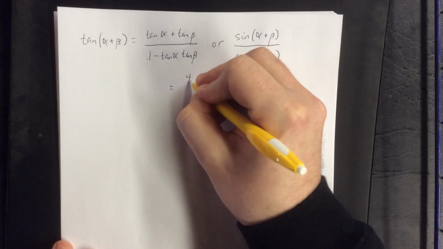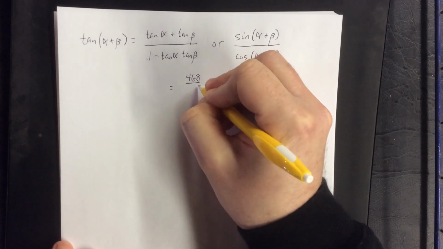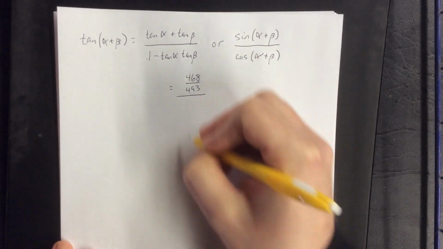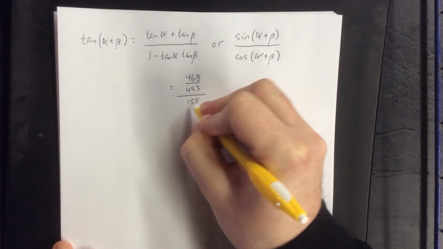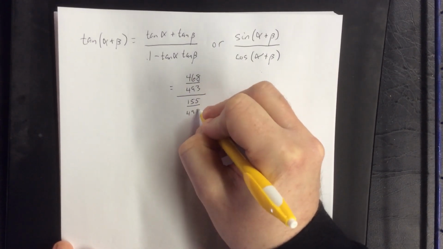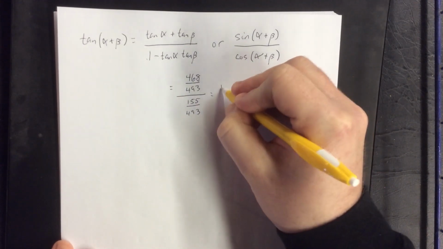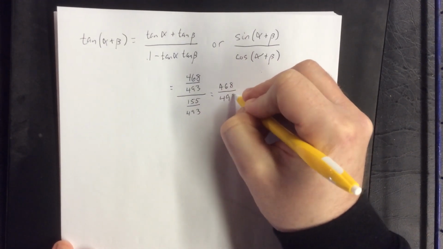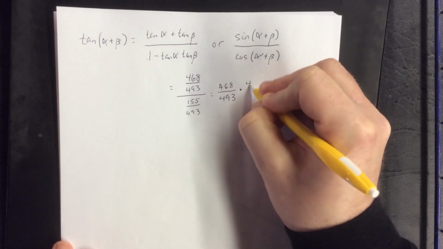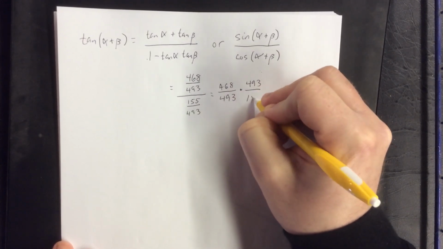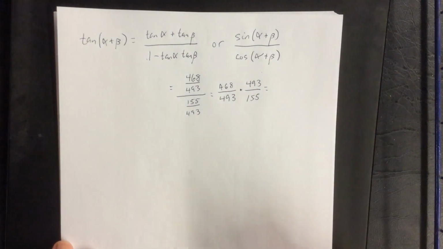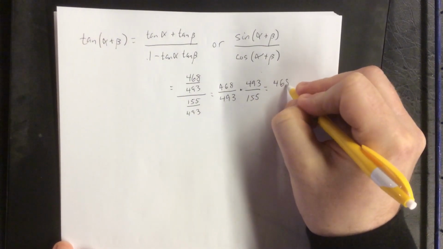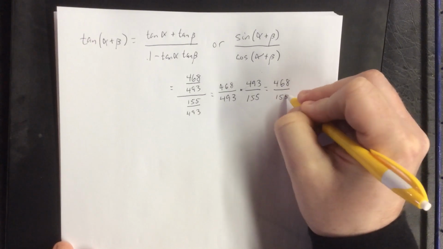So from the first sheet, the sine is 468 over 493. The cosine is 155 over 493. The over 493s can cancel out by saying, since it's a fraction divided by a fraction, we can multiply by the reciprocal. That way the 493s will cancel out, and we'll be left with 468 over 155.